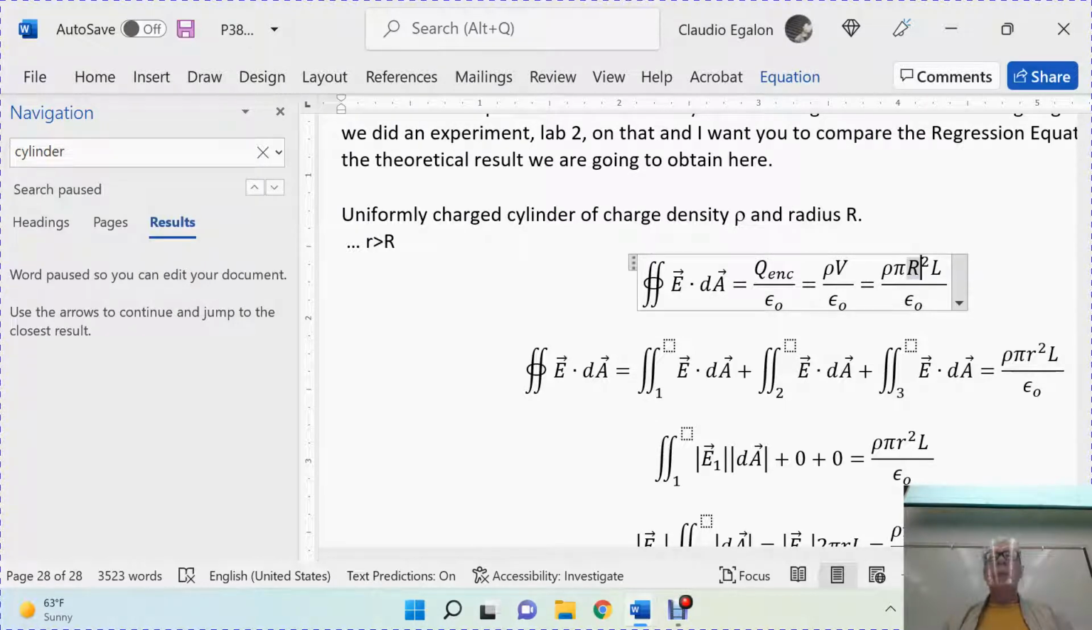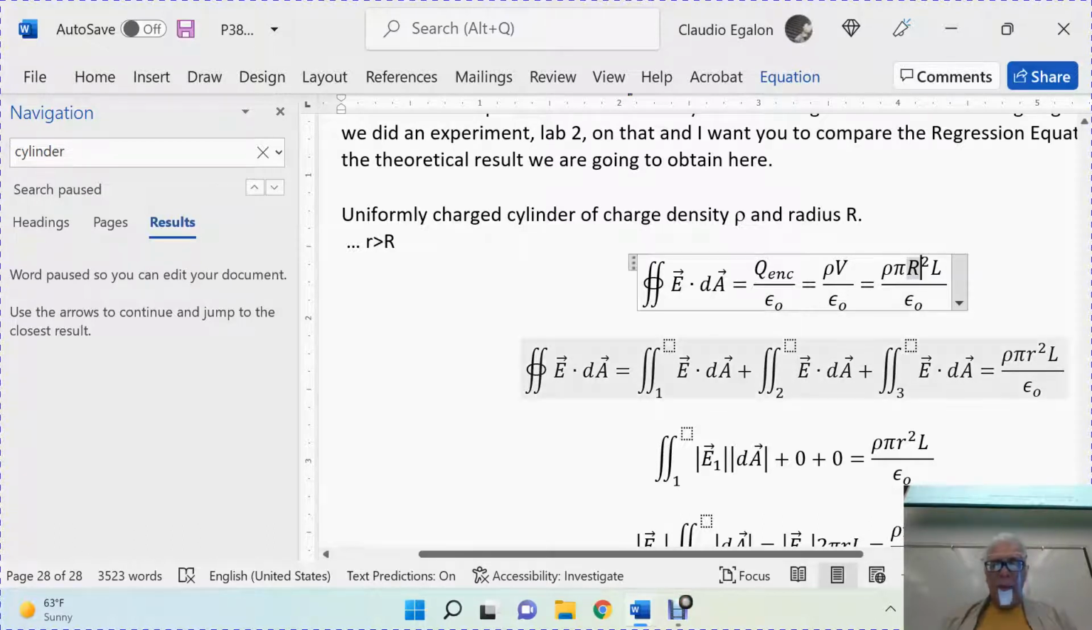Remember that in the experiment, we measured only the electric potential between the outer surface of the inner electrode and the inner surface of the outer electrode. So all you have to worry about is r greater than big R, not the bulk of the cylinder. Let's calculate the electric field first, and after that, we find the electric potential.